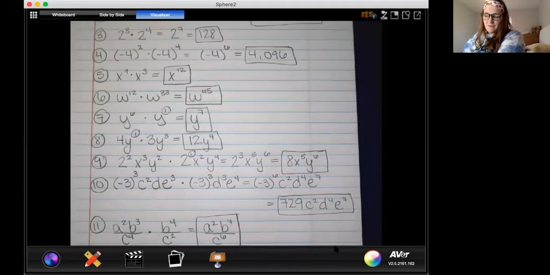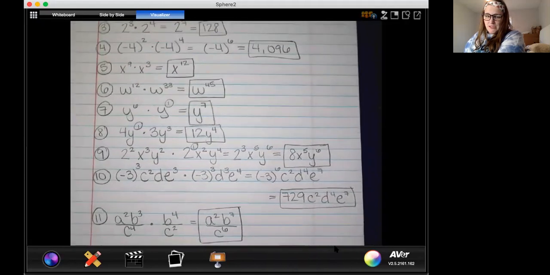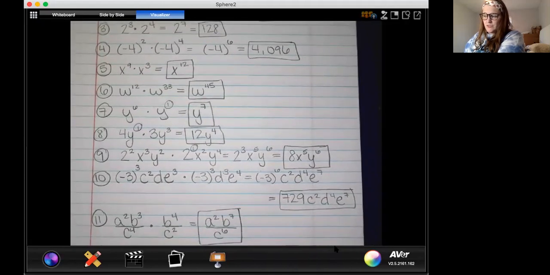At the end of the day, you're adding exponents. That's it. That's the only step you take, is adding exponents of the same variable. If it's numbers, you simplify it to a number. If it's variables, it just stays a variable.